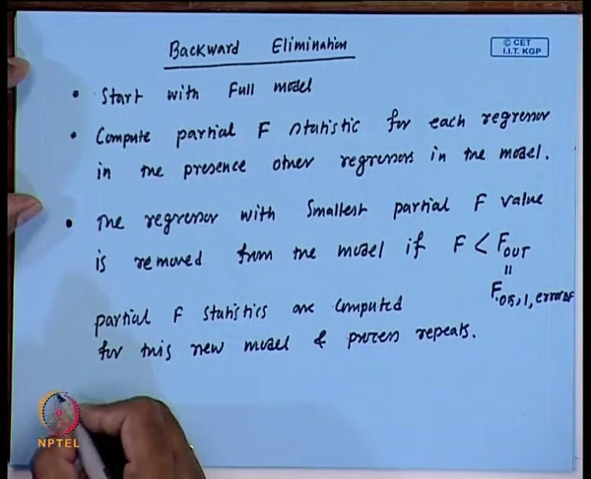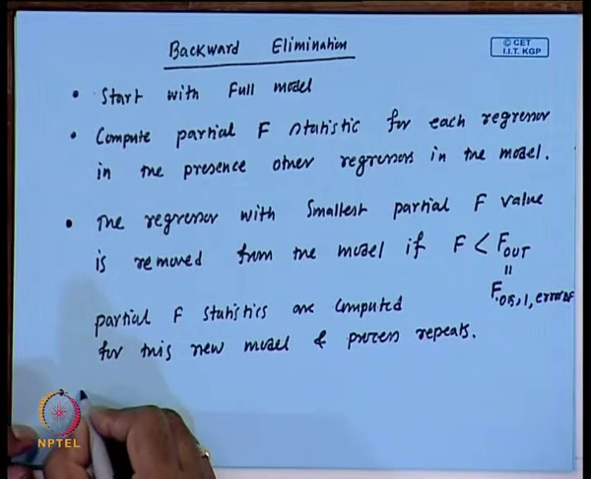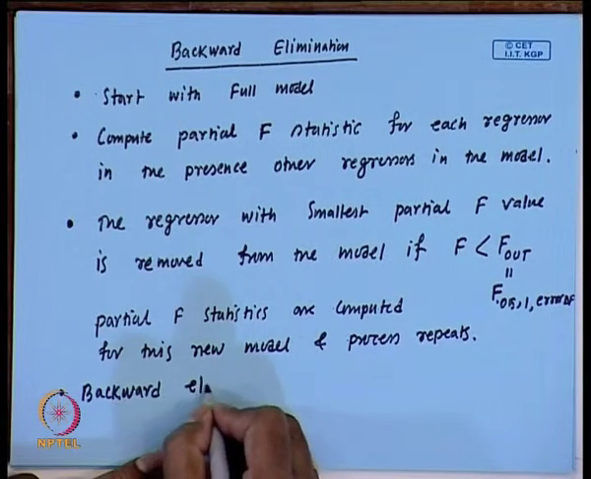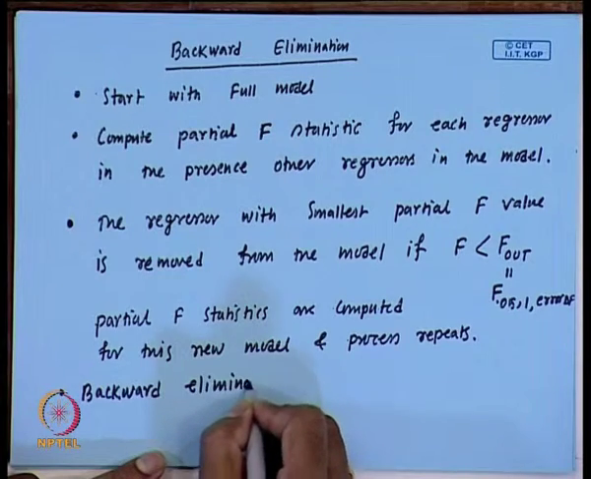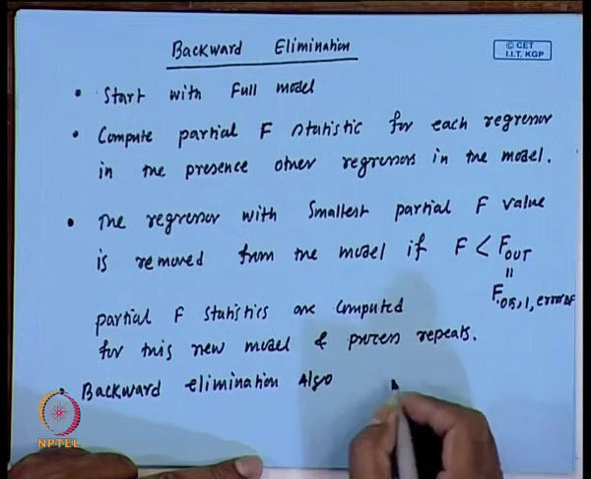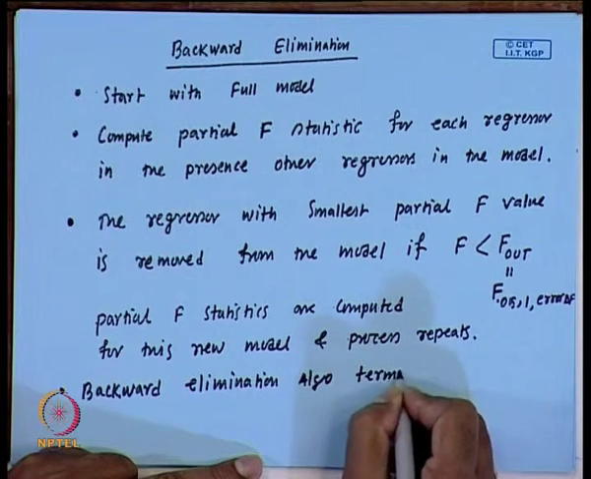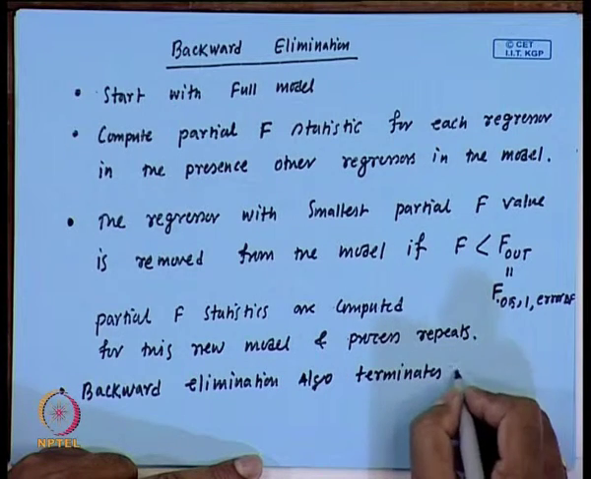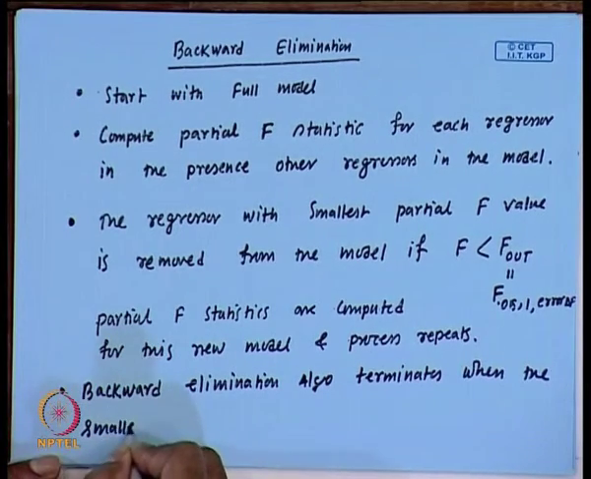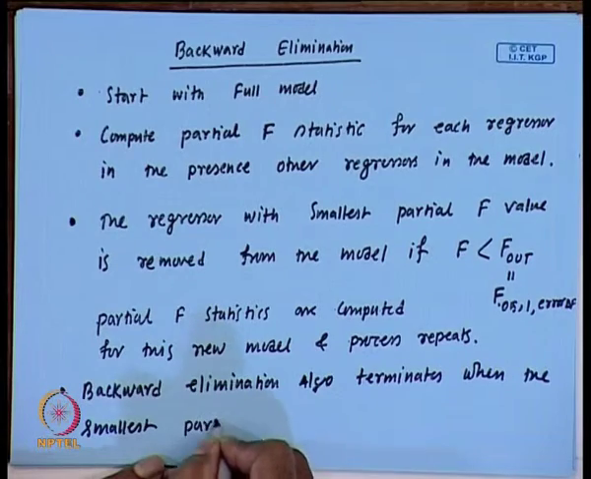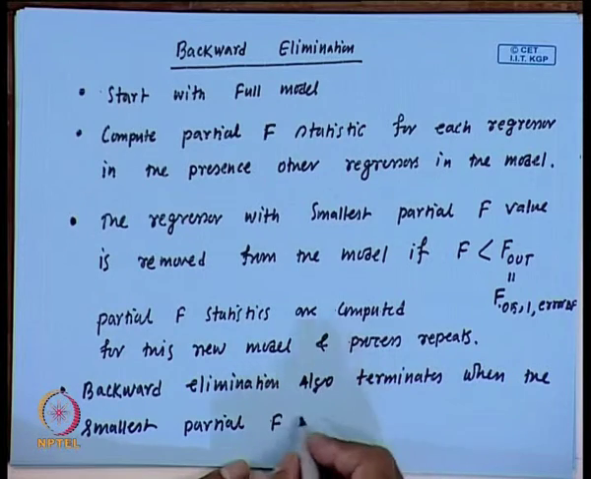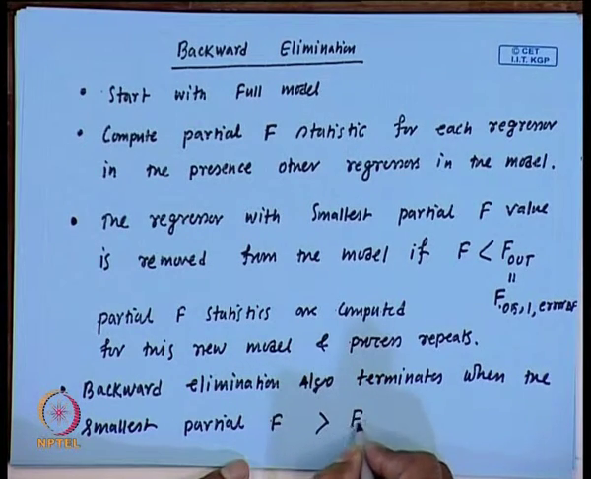Okay. And here is the stopping criteria. The backward elimination algorithm terminates when the smallest partial f value is greater than f out.